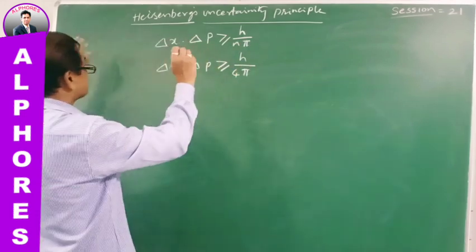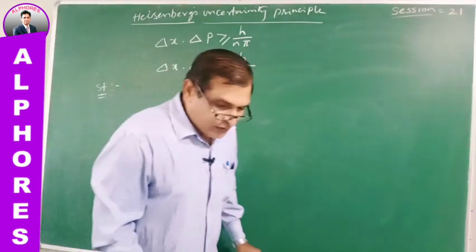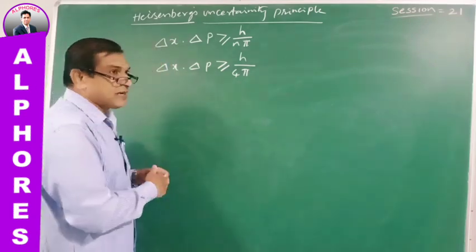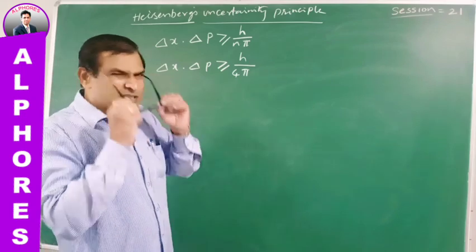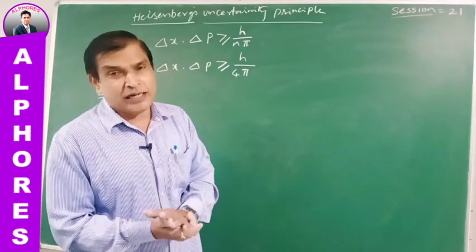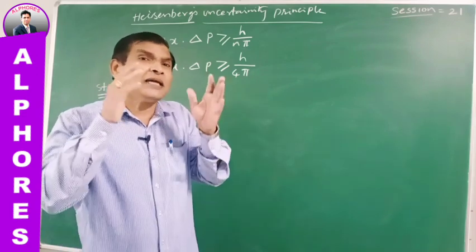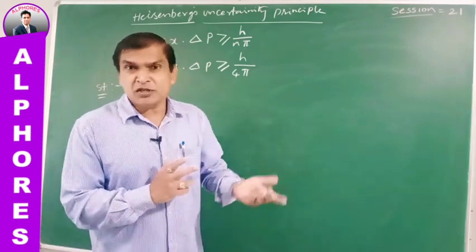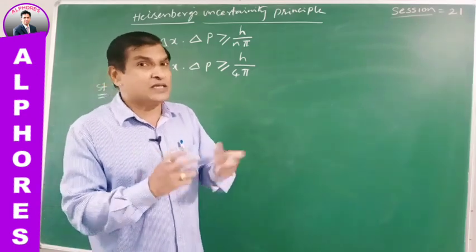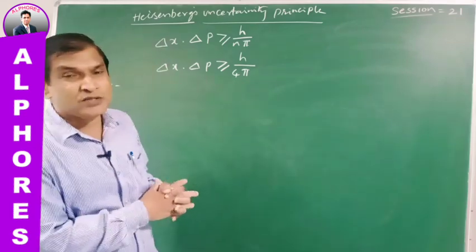Now the statement of the Heisenberg uncertainty principle. Being a principle, we cannot call it a definition; it is a statement. It is impossible to determine simultaneously and accurately the change in position and the change in velocity of the electron revolving around the nucleus in three-dimensional space. That is the statement of the Heisenberg uncertainty principle.